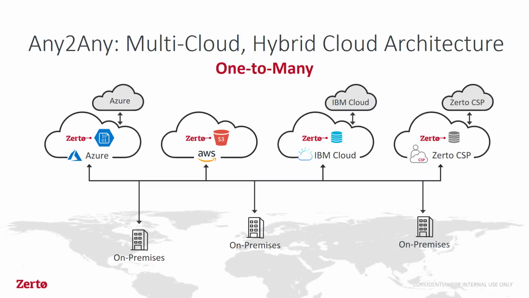So maybe I have expensive storage on my on-premise locations where I want to have a shorter retention period, but leverage the costs of the cloud and this cheaper storage in the clouds to have a 30-day retention period in the cloud. I can do this and design this whichever way I want, including with the Zerto cloud service providers being a part of this ecosystem. Why is that important?